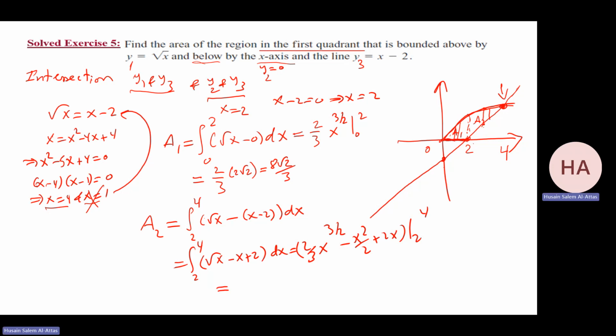Okay, 2 to 4. At 4, I have what? Square root of 4, which is 2, cubed. So I have 8 times 2, 16 over 3, minus 4 squared, which is 16 over 2. That will be minus 8, plus 4. There's 1. Minus, plug in the 2. I have what? We did it before. That will be 2 square root of 2 times 2 over 3.